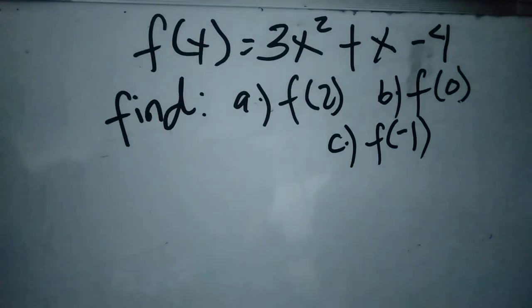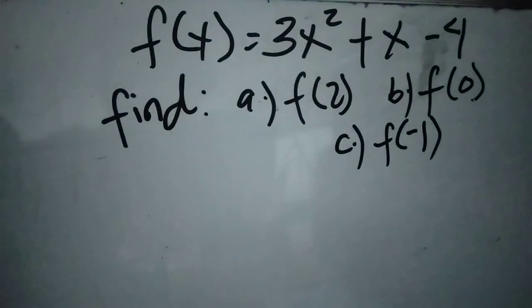Ayan, sa A. F of 2. B. This is not multiple choice. We're looking for this one. We have f of 0. And then the next one is f of negative 1. Ayan. Nakikita ba? Hindi nakikita, I think. Ayan, so blur siya. Ayan.